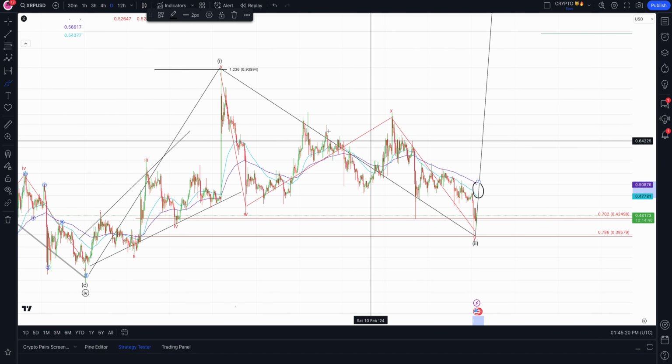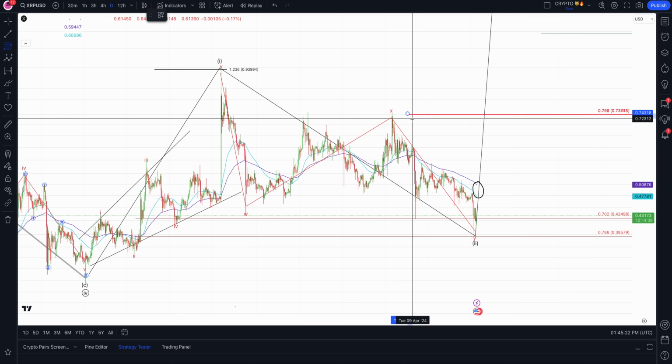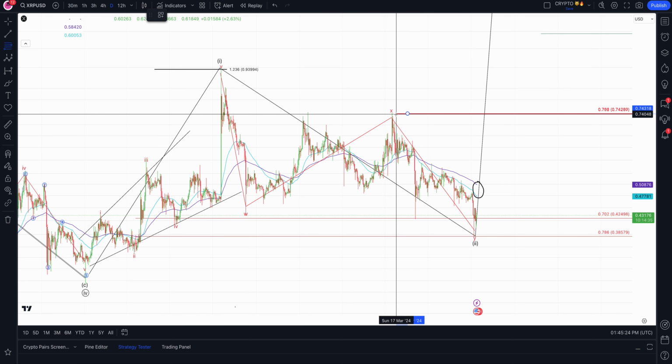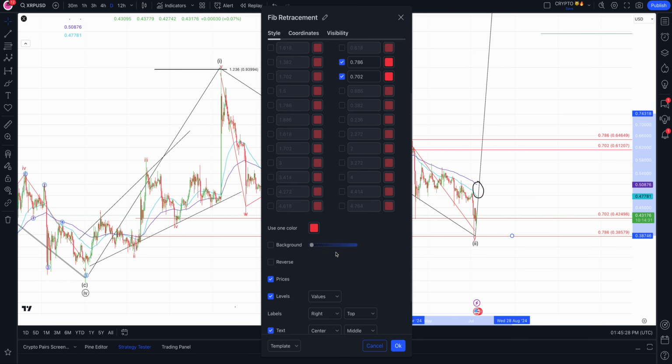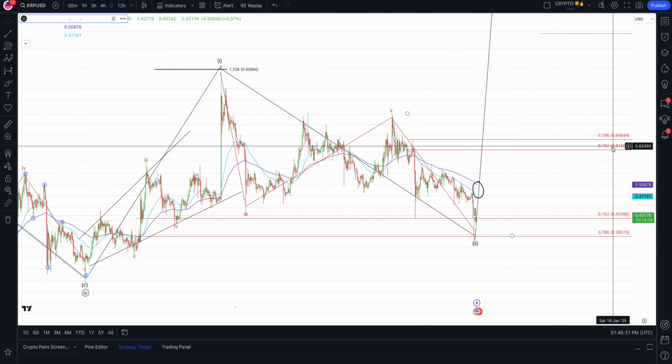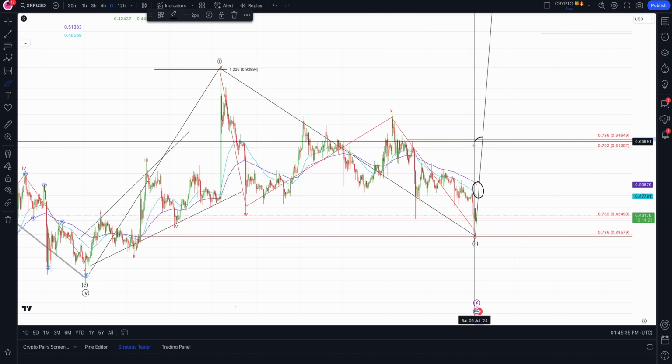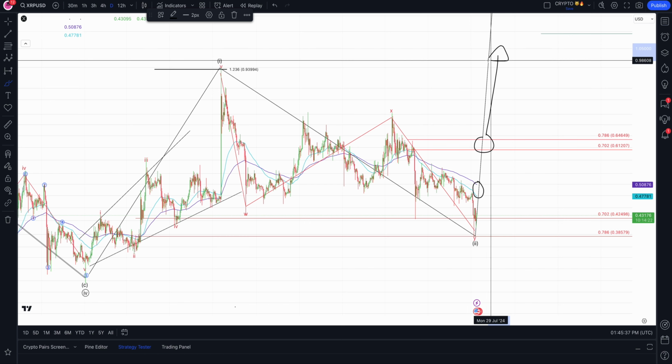And moreover, taking a fib from the top of your X wave here down to the bottom of your Y wave, getting above the 70.2% fib and the 786 will be extra confirmation of that acceleration phase for your wave 3.